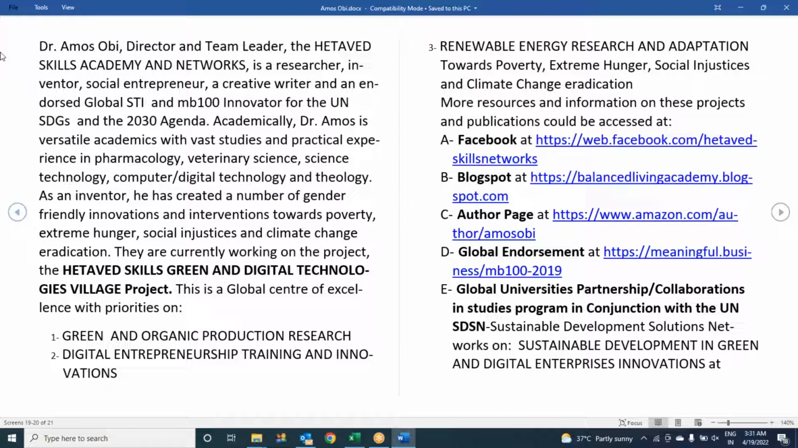We call for partners globally who can team up with us to scale up this project, because it could salvage and help most of the developing countries from the issue of poverty, hunger, lack of renewable energy, and especially the impact of climate change. Thank you so much for listening.